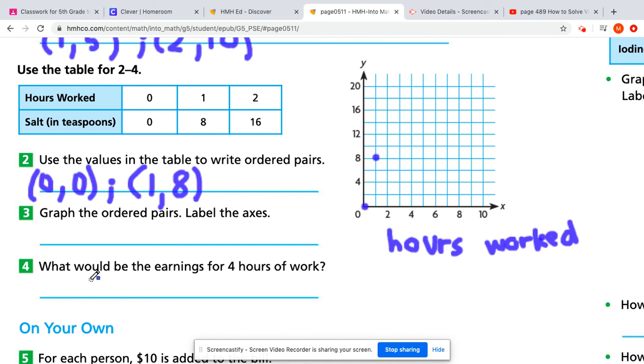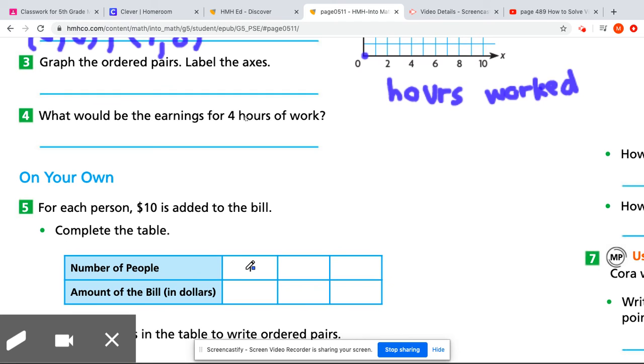And then it wants you to know what would be the earnings for 4 hours of work. So when I'm at 4 hours, how much would I make? And don't worry about if you don't see where the part is on the graph. Think about the relationship. When I'm going from 1 to 8, what did I do? When I go from 2 to 16, what am I doing? You know? So think about the relationship between your x's and your y's. What's the relationship from going here to here and from here to here? That's going to help you figure out number 4.